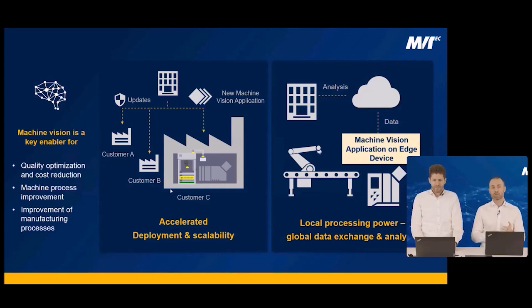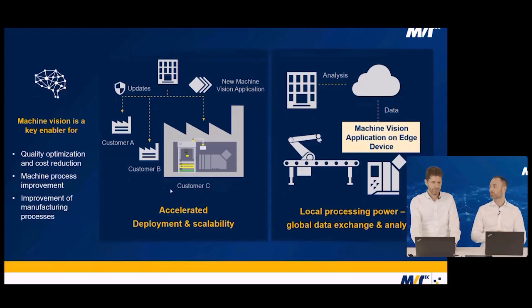And at the same time, there's this possibility to break open the silo of like isolated machine vision. So machine vision has always been at the edge of the machine, but now we can combine this local processing power together with global data exchange and analysis capability. So this is something we're very curious to see in the next years, how this is going to play out. And we started with a first application, and Ulf here will tell you more about it.